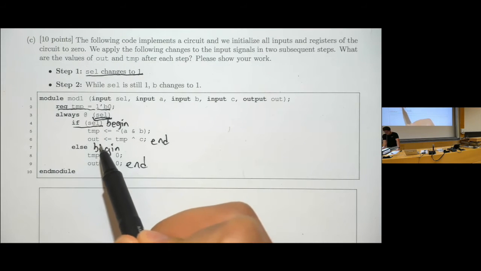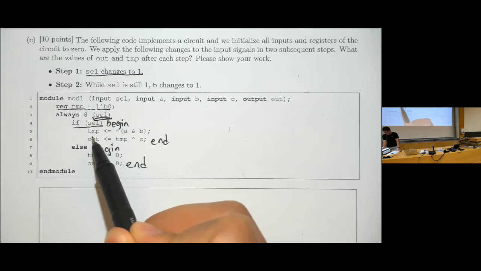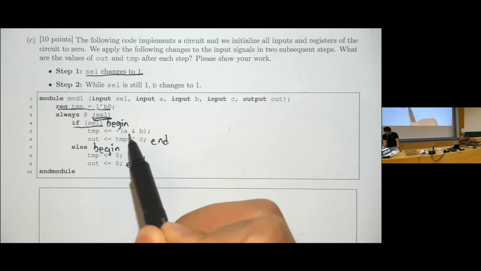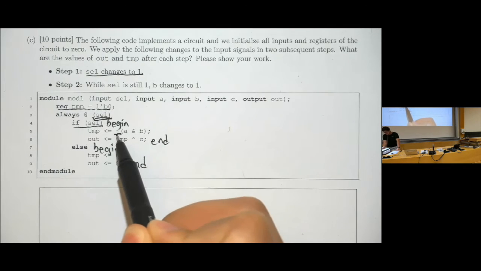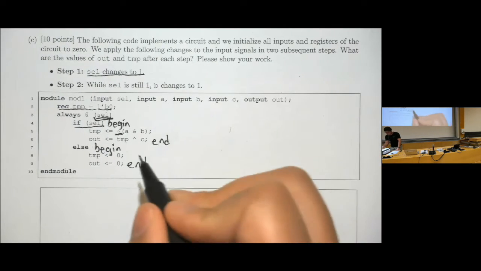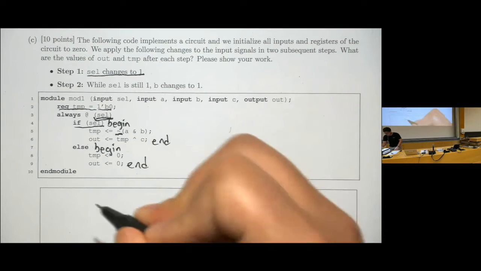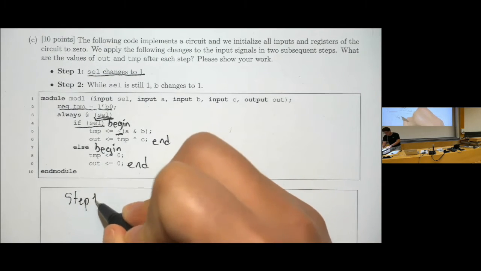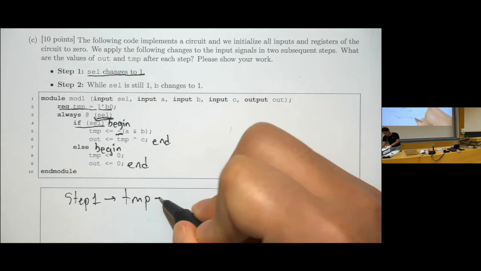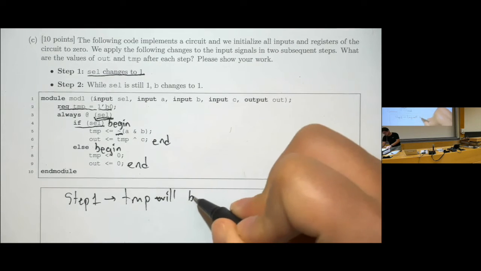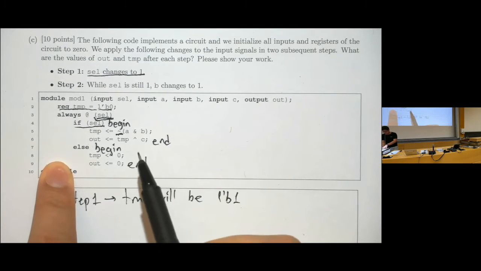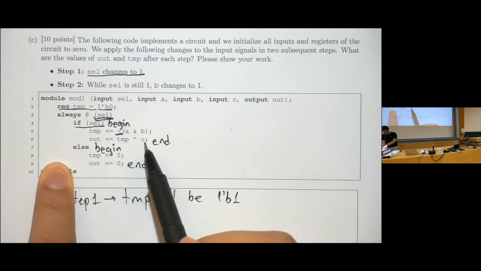What happens is temp gets assigned the NAND of A and B, the inverted value of A and B. And because A and B are 0, this is going to be 1. So in step 1, temp will be 1. Okay. And out is the XOR of temp and C.